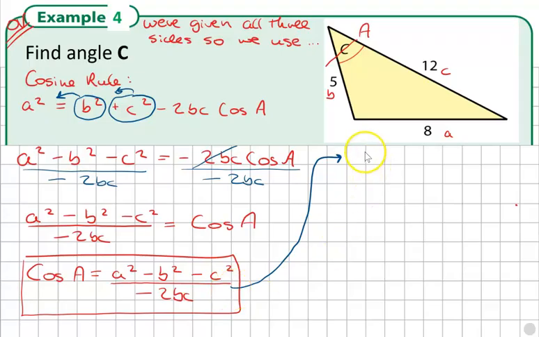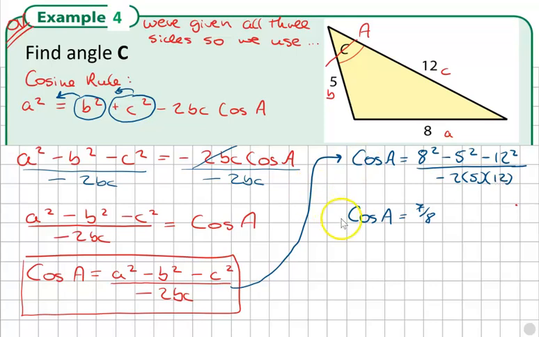So then we sub into the formula. So we get cos A equals 8 squared minus 5 squared minus 12 squared all over minus 2 times 5 times 12. So cos A again is equal to 7 over 8. So we press shift again and cos to get the inverse, and we get the same answer. I personally think this is harder, rearranging the formula. I would go with the way I did it in the first part of the example, but it's up to you what method you use. Either way, your answer still rounds off to 29 degrees.